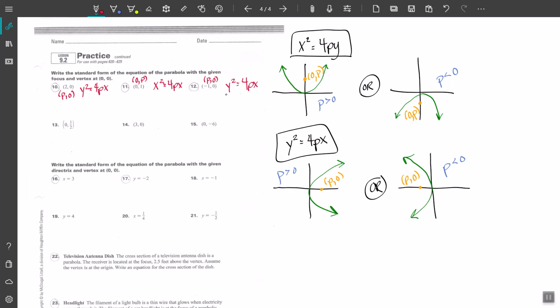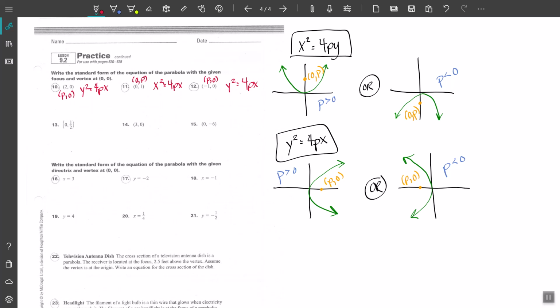Similarly, over here in number 12, we have a negative p-value. We have a y squared version of the function, so it's going to be one of these two down here. The one that corresponds to a negative p-value is the one that opens to the left. So we could determine a little more about these just from being given the focus, but we don't need that to find the standard form of the equation. I just wanted to point that out so that the more dots we can connect, the more understanding you'll have of the whole concept.